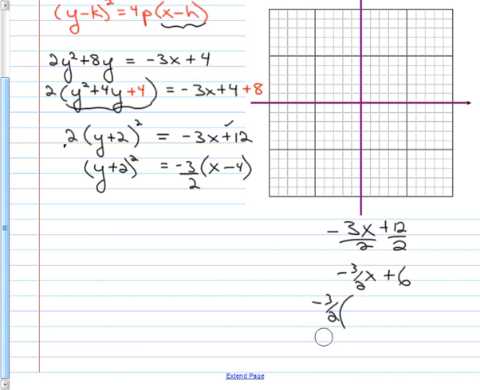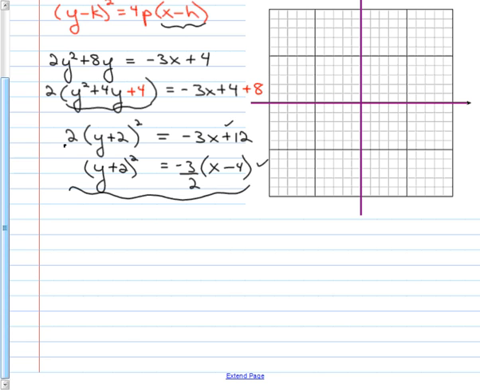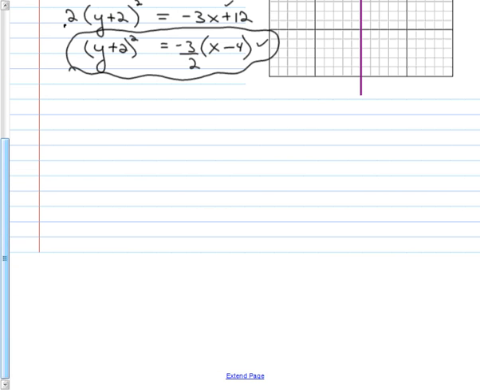It's just a little easier for me to go ahead and factor it while it's easy, and then I can divide by 2. There we are. We've got it in the form that we need. I know where my vertex is. I go to my x's, it's at 4, it's always the opposite, and y is minus 2. That's where my vertex is.